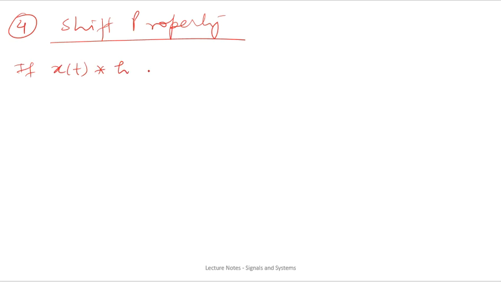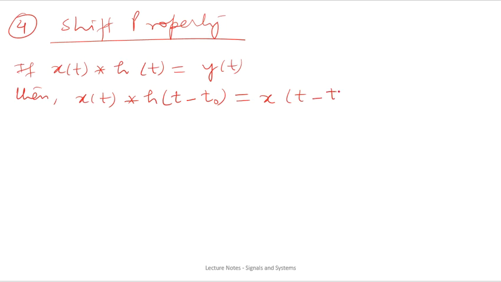Next is the shifting property, or we can also call it the shift property. According to this shift property, if x(t) convolution h(t) equals y(t), then x(t) convolution h(t minus t0) is equal to x(t minus t0) convolution h(t), which equals y(t minus t0).